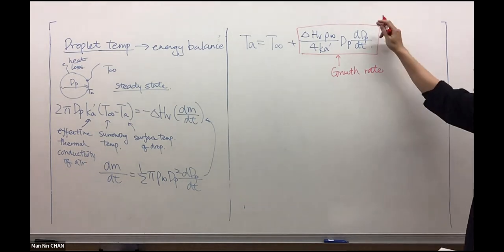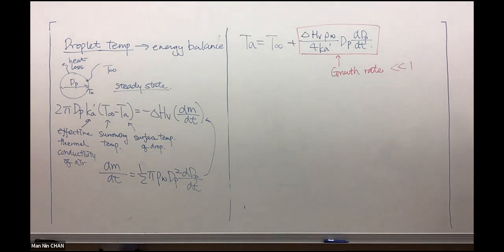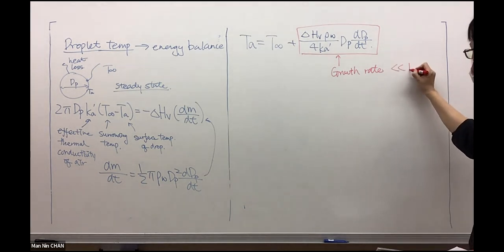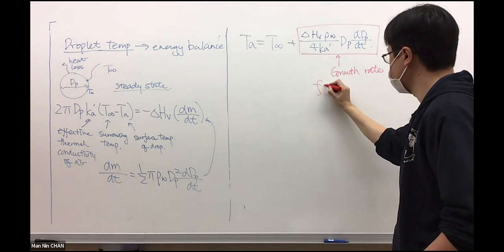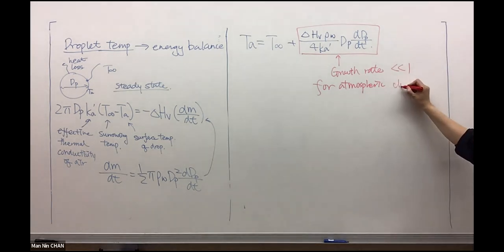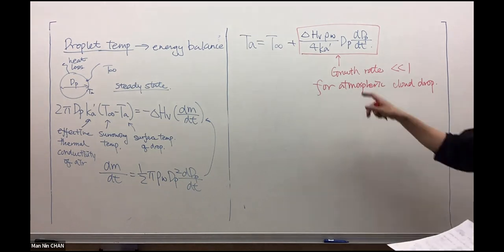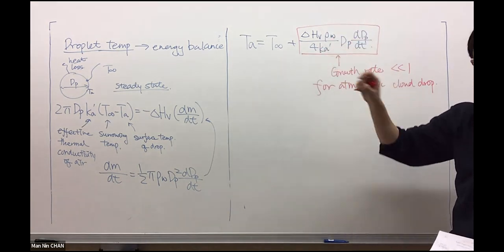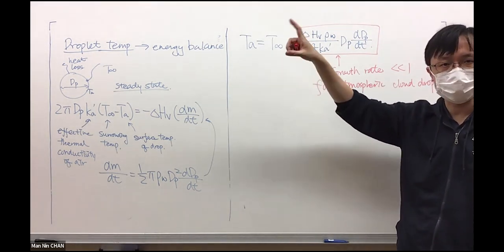Okay, this term is very small, so much less than 1. That means this value is small under the typical condition, say for atmospheric cloud drops. So under the typical tropospheric condition, most of the time this value is small. Therefore, if this value is small, somehow we can neglect it. So when the water condenses, it would not affect the temperature of your droplets.